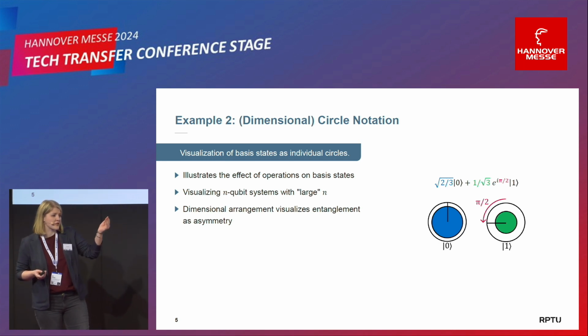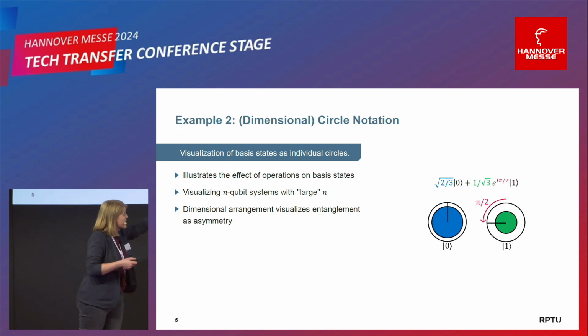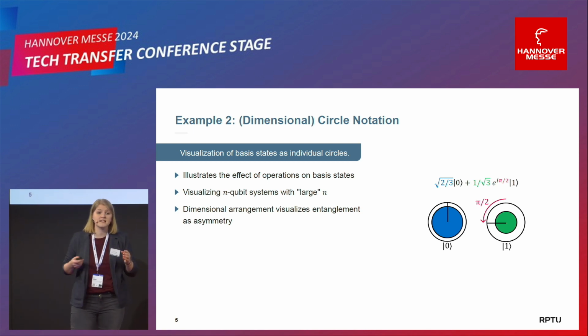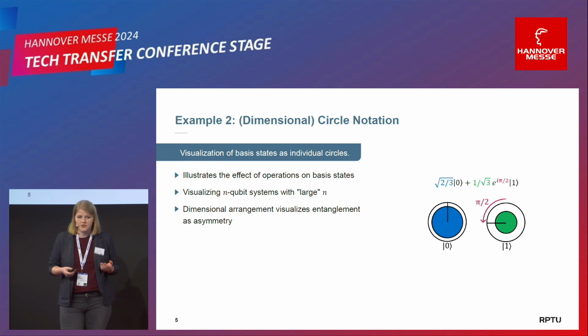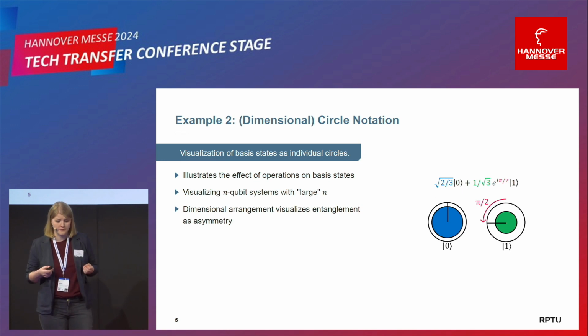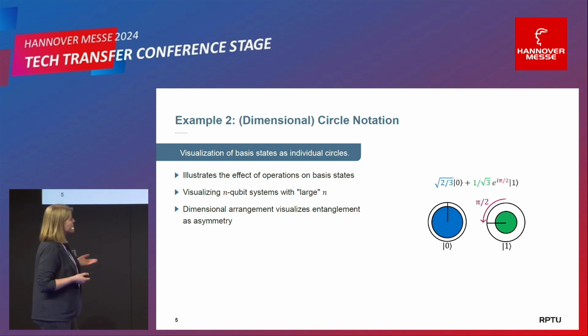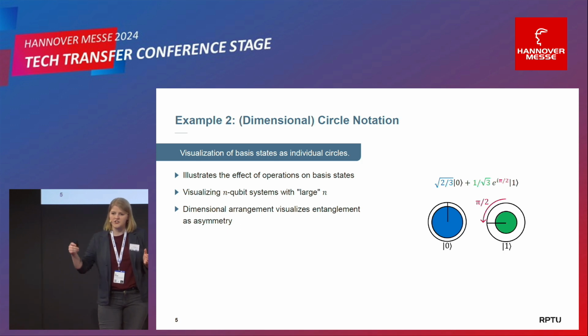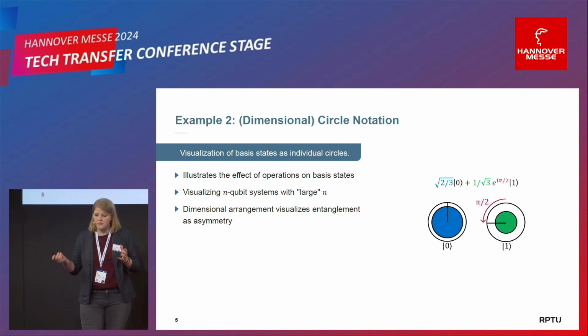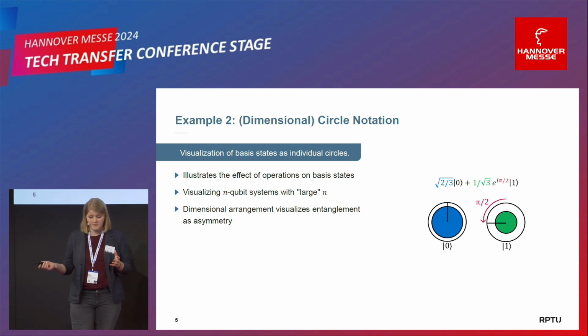The dimensional circle notation, or the circle notation in its basic form, has the advantage that we can visualize effects of operations on the single basis states, which can be especially interesting in the context of quantum computing. And we can also go on to larger n-qubit systems by just adding more of these circles for each basis state.